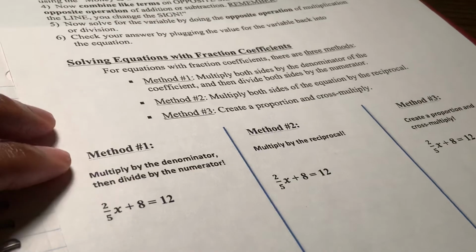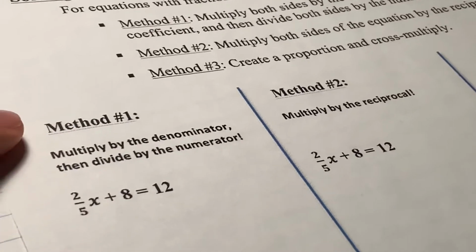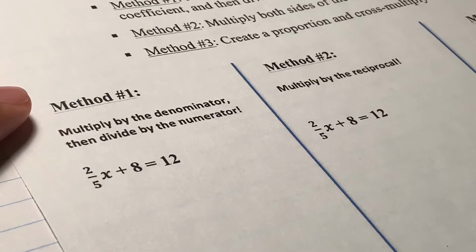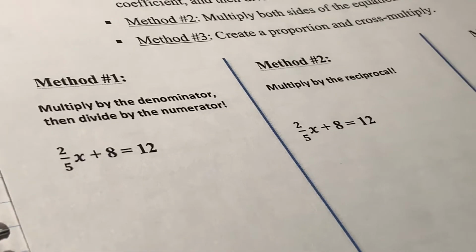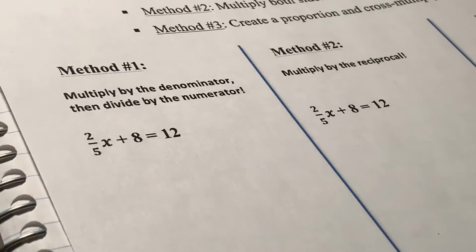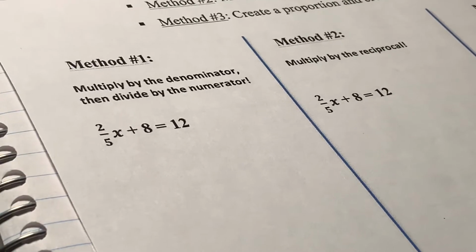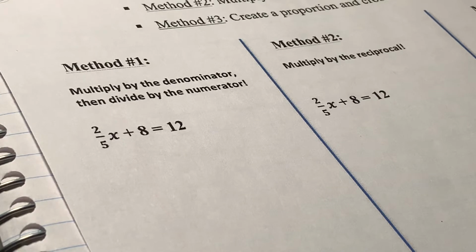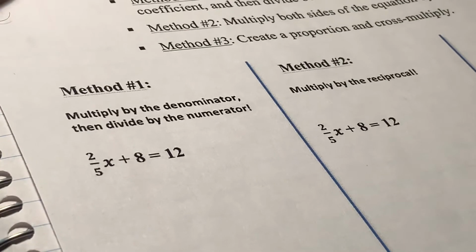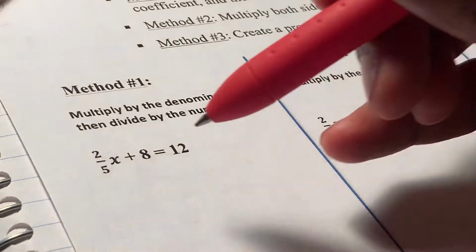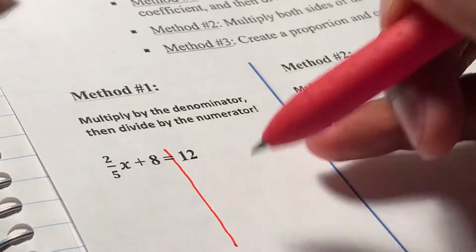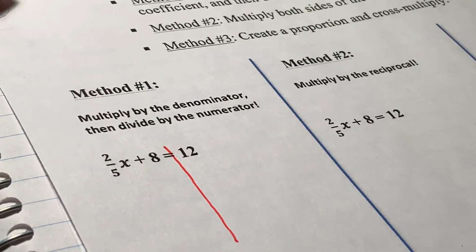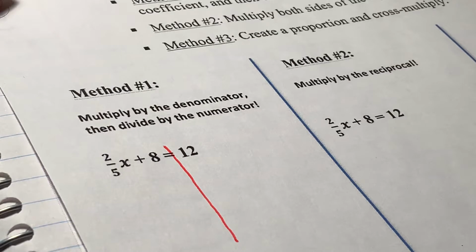So here's my method 1. Method 1 again is to multiply by the denominator and then divide by the numerator. What does that look like? Well, let's follow the steps we are very familiar with. Let's draw that line going down the equal sign. Okay? Let's look to combine like terms.